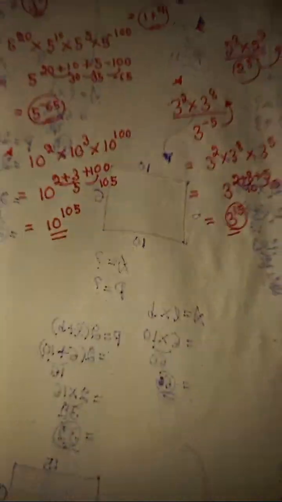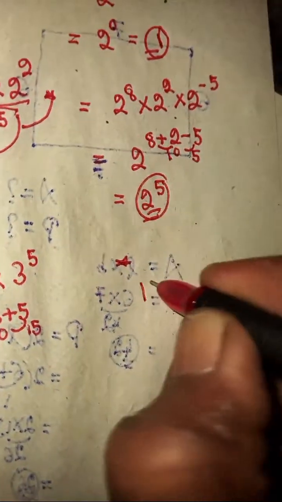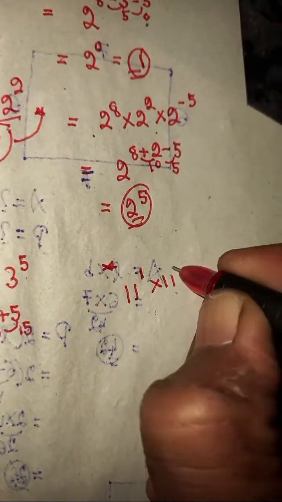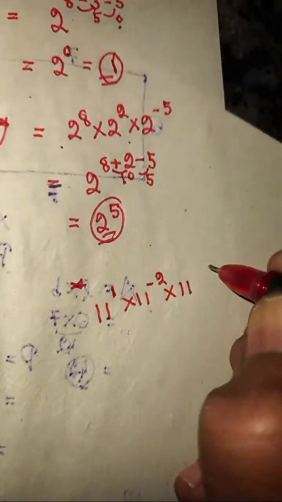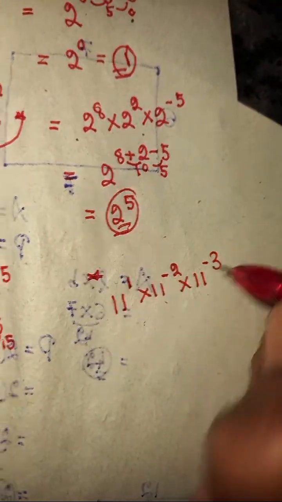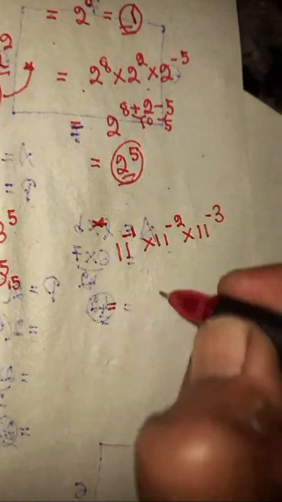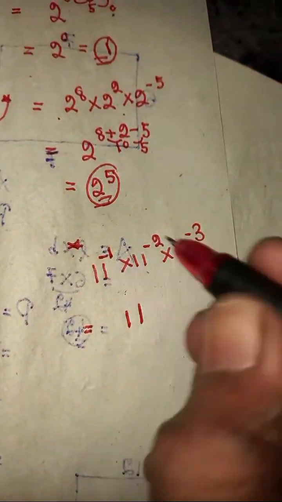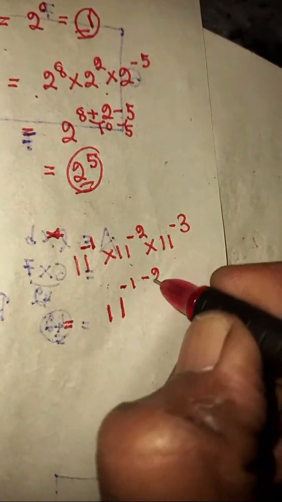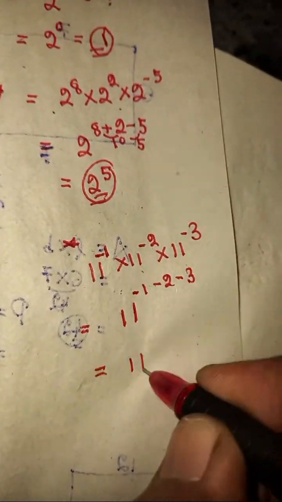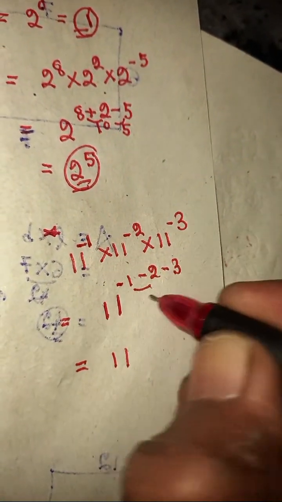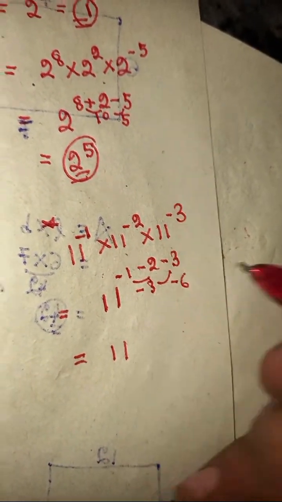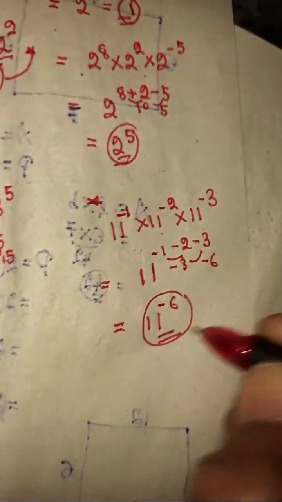And I will tell you next about multiplying and adding of exponents. Before that, let's take a final problem. 11 power of 1 times 11 power of minus 2 times 11 power of minus 3. All of them have base 11, so take 11 as the common base and, after that, add up the powers. That is 1 minus 2 minus 3. You're going to get 11 power of 1 minus 2 is minus 1, minus 1 minus 3 is minus 4... 11 power of minus 4.